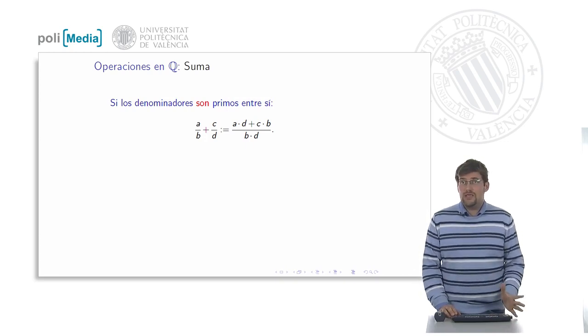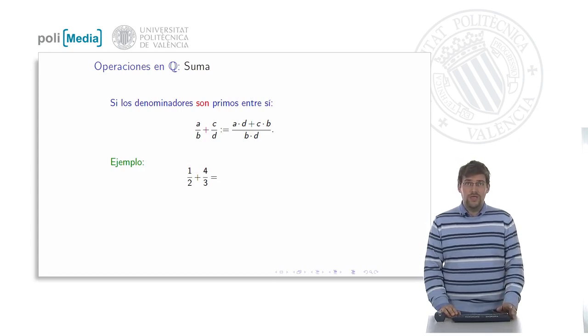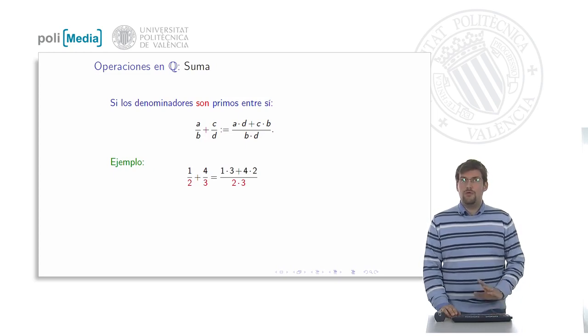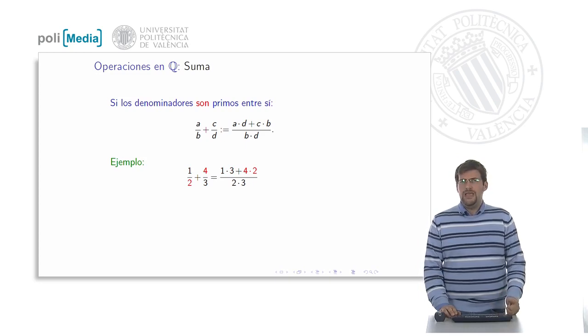Memorizing the formulas is not useful or practical, but the computational algorithm is very simple. Let's see it with an example. If we have 1/2 plus 4/3, what we do is simply place the product of the denominators in the new denominator. Then, in the numerator, we perform the cross multiplication. 1 times 3 plus 4 times 2.